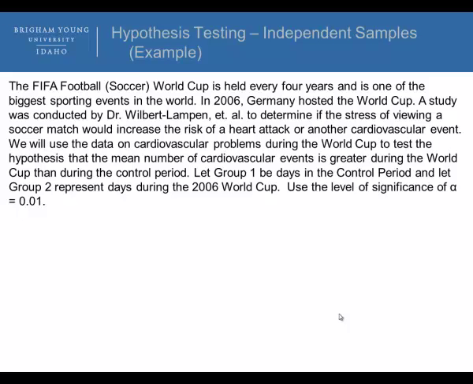Let Group 1 be the days in the control period, let Group 2 represent days during the 2006 World Cup, and we'll use a level of significance of alpha equal to 0.01. So this would be a good time, if you haven't, to try to grab this data from the online textbook and go through the 6 steps of doing independent samples. And then when we get to part 2 of this video, we will go through the answers to this problem.